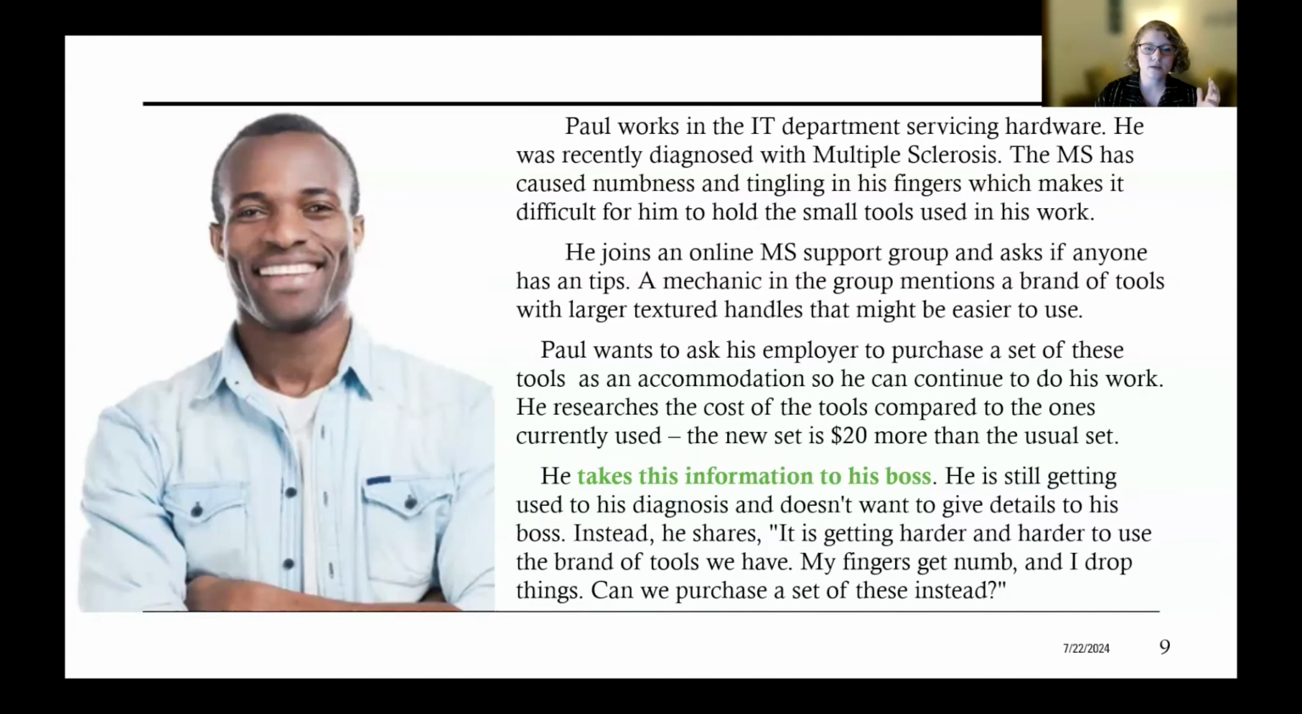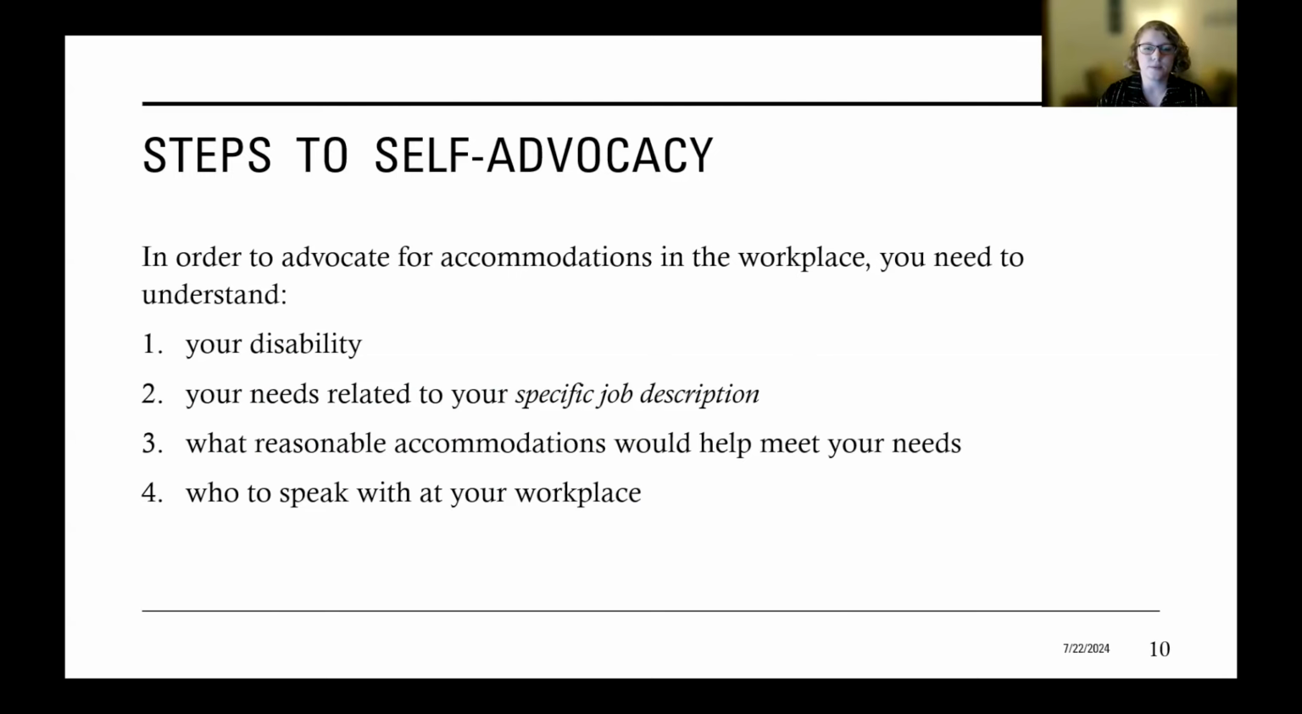So as we consider some of the steps to self-advocacy, the first part is that you really can't advocate for yourself if you don't understand your own challenges and what you need in order to solve them. The first step is to understand your own disability, and then you have to understand the needs that you have related to your job description. You'll need to have an idea of what reasonable accommodations would help meet your needs, and then you need to figure out how and whom to speak to somebody at your workplace. We'll go through each one of these together.